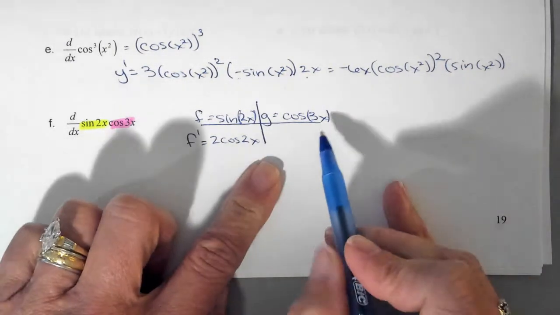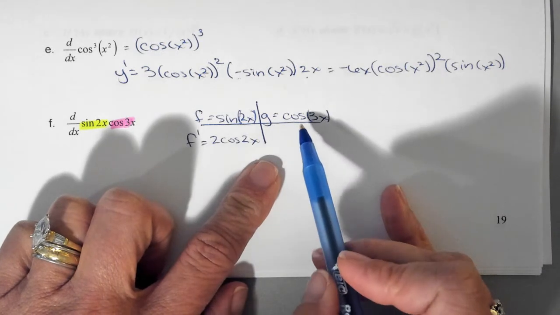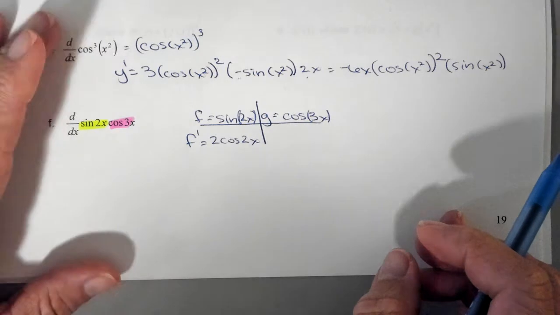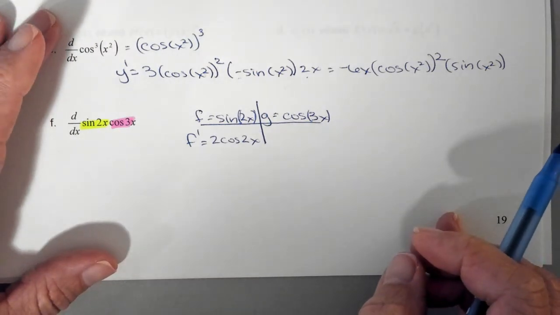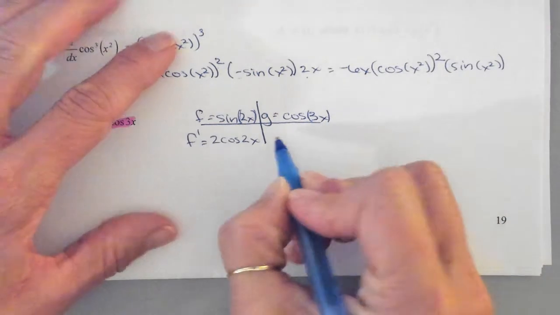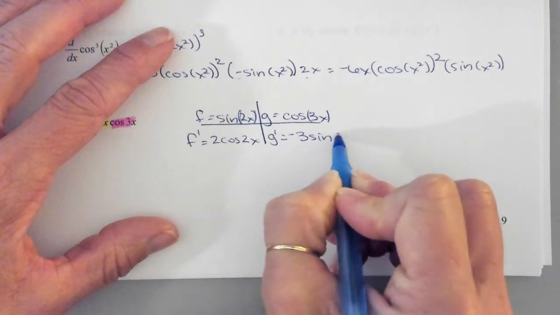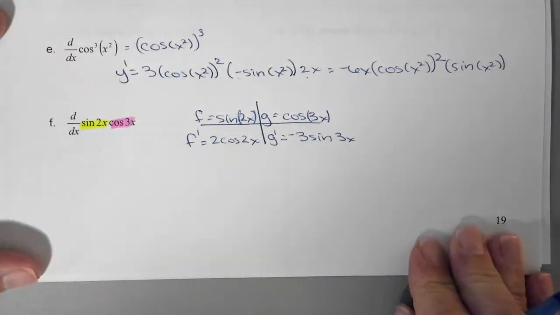Okay, so think carefully. First of all, what's the derivative of a cosine? It's negative, so I'm going to have a negative coefficient, and then what's the coefficient going to be? Negative 3. So g prime is equal to negative 3 sine of 3x. Jay, you good?